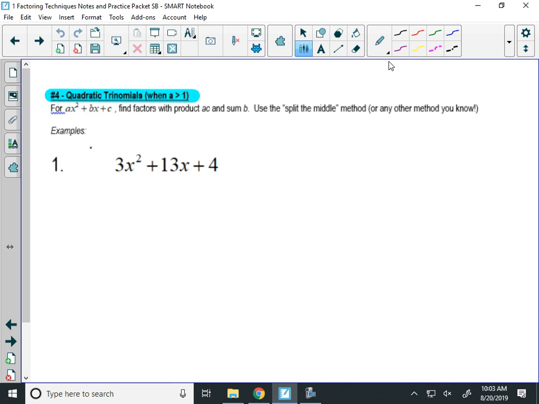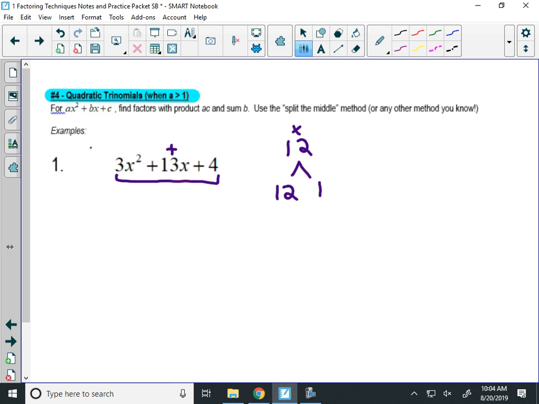First, we look for a GCF. Is there a GCF? No. Okay, so here's how this works. We multiply the first coefficient times the constant. 3 times 4 is 12. I want to find two numbers that multiply to 12 and add to 13. 12 and 1. That one's not hard. So I'm going to take 12 and 1.